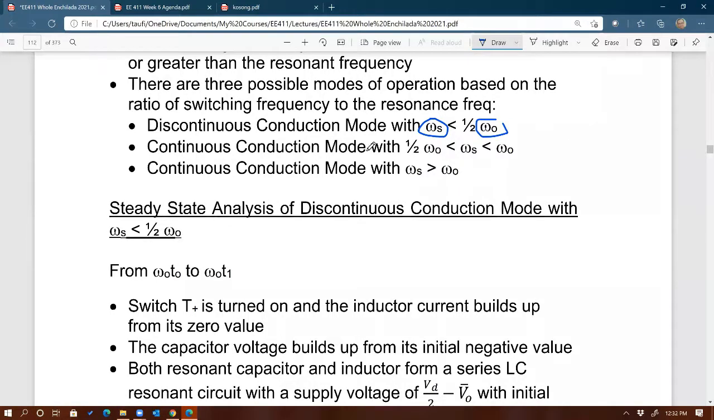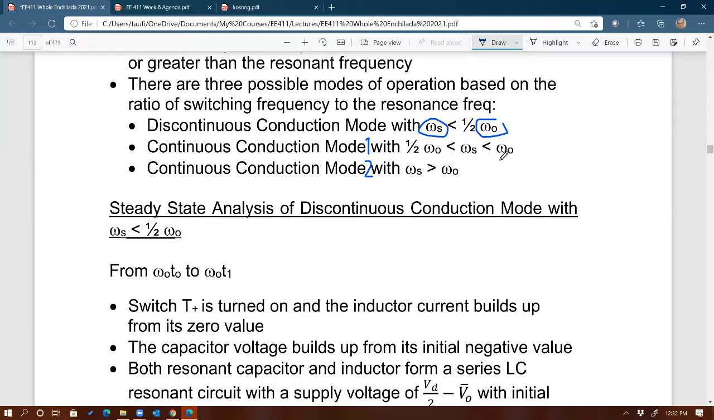And then continuous conduction mode 1, I'm just going to call it 1. I keep forgetting to put 1 here. So go ahead and put 1 and 2. That way you can differentiate between the two, because we have two different continuous conduction modes. So let's call it CCM1 and CCM2. CCM1 is when the switching frequency is between half the resonant and the full resonant. And then finally, CCM2 is a switching frequency larger than resonant.